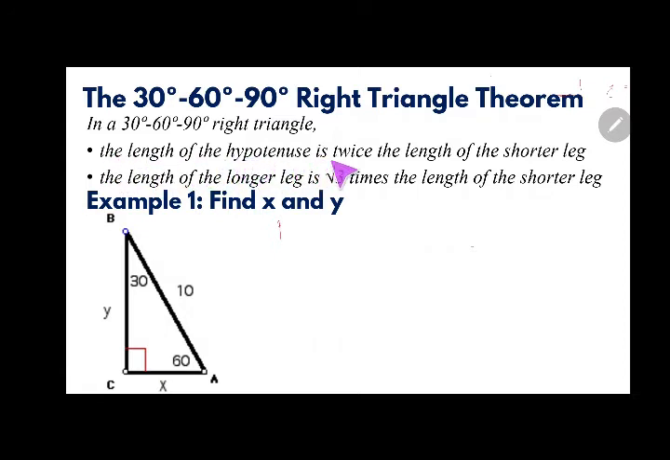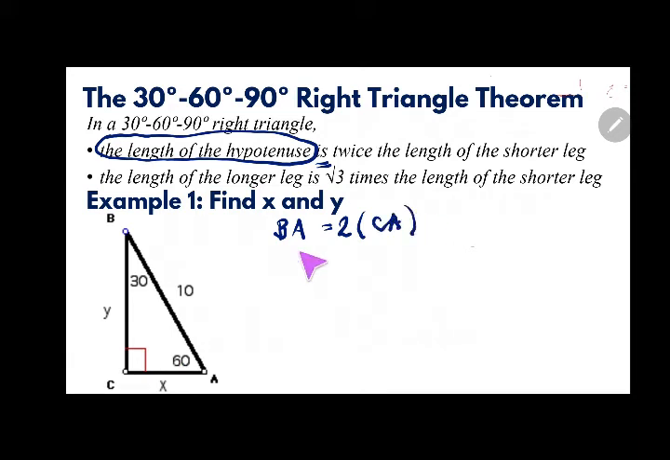The length of the hypotenuse is twice the length of the shorter leg. So, unahin natin ang first part ng ating theorem. The length of the hypotenuse. So, ang length ng hypotenuse ay BA. So, ang word na is ay equal sign. Paano natin i-express ang twice the length of the shorter leg? So, twice, doble, ng haba ng shorter leg. So, ang shorter leg natin ay CA.